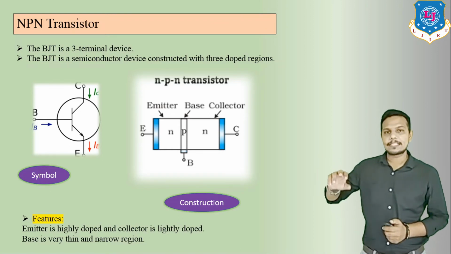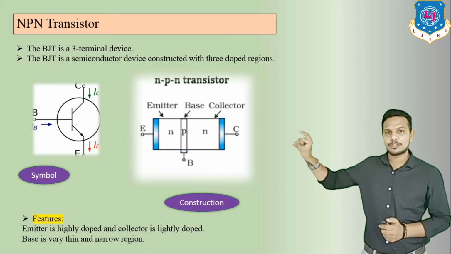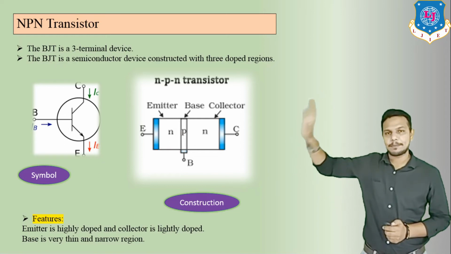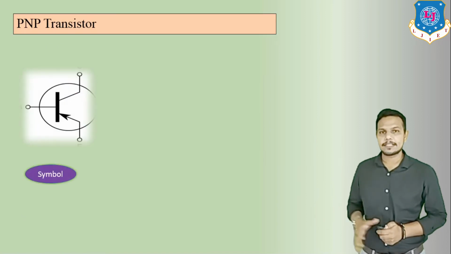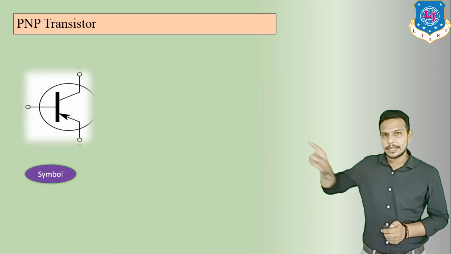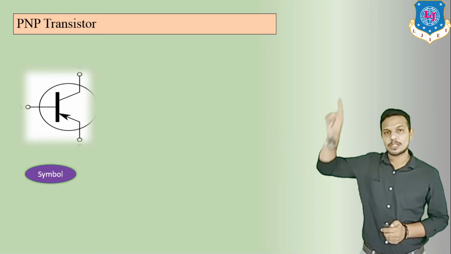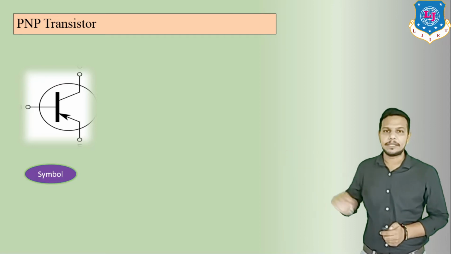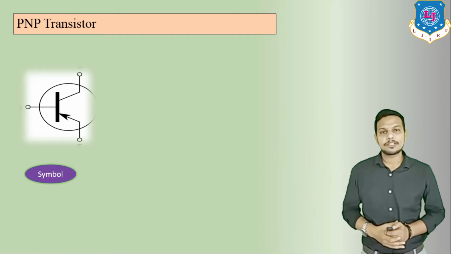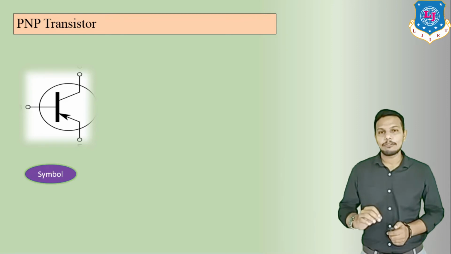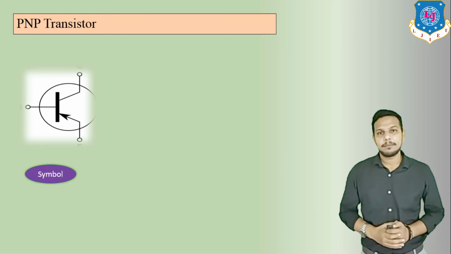Okay, so here we can see N, then P, and thereafter N. That means the NPN symbol. And here in this case, the arrow is on the inward side, so we have to put N at the base terminal, so it becomes PNP. And remember this thing: the arrow should always be at the emitter terminal. So this is the symbol of the PNP transistor.